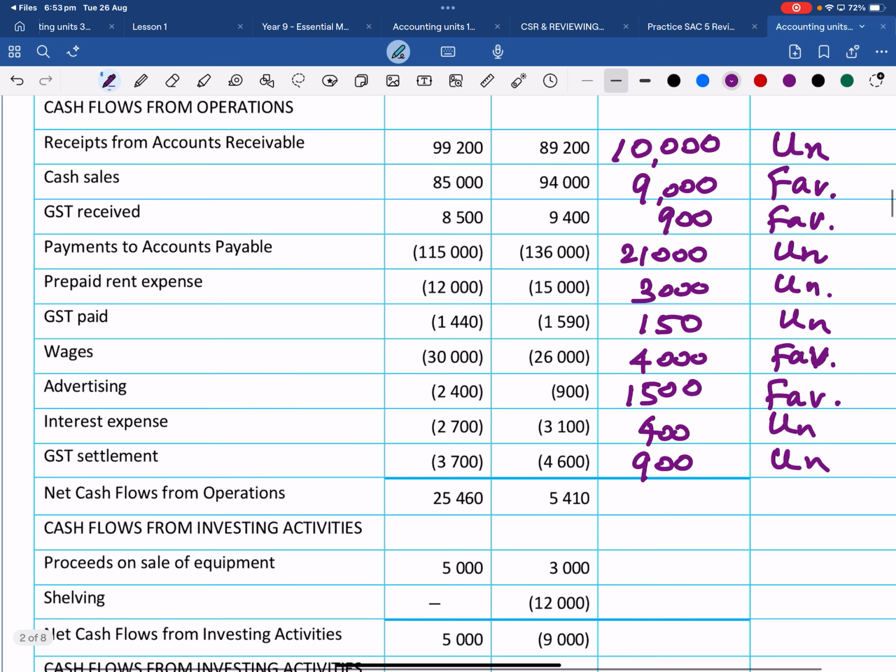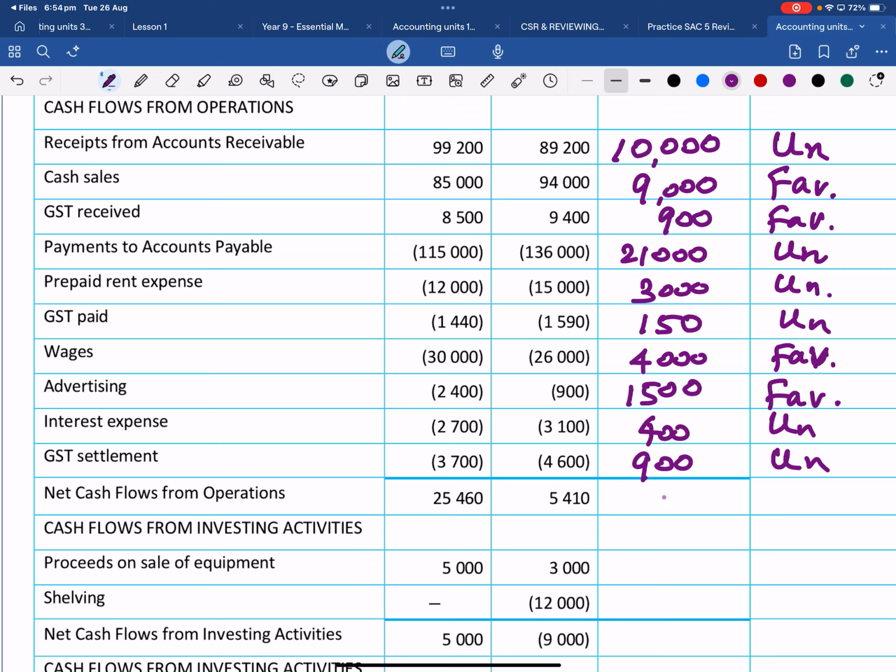Very good. Net cash flows from operations. How would you do that? You can add them all up if you want. We can give unfavorable a negative value, and favorable you can say positive value. It's unfavorable. Why is that? Because you're making less money. We thought that we would make 25k, but we ended up with 5.